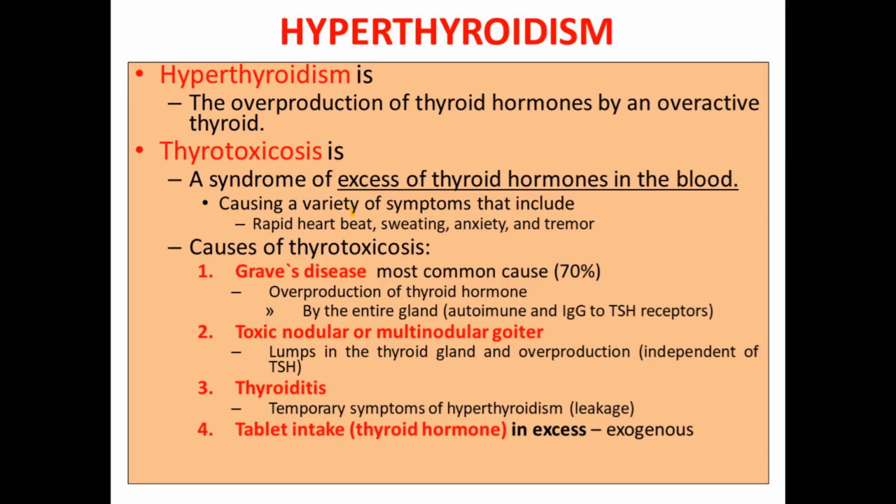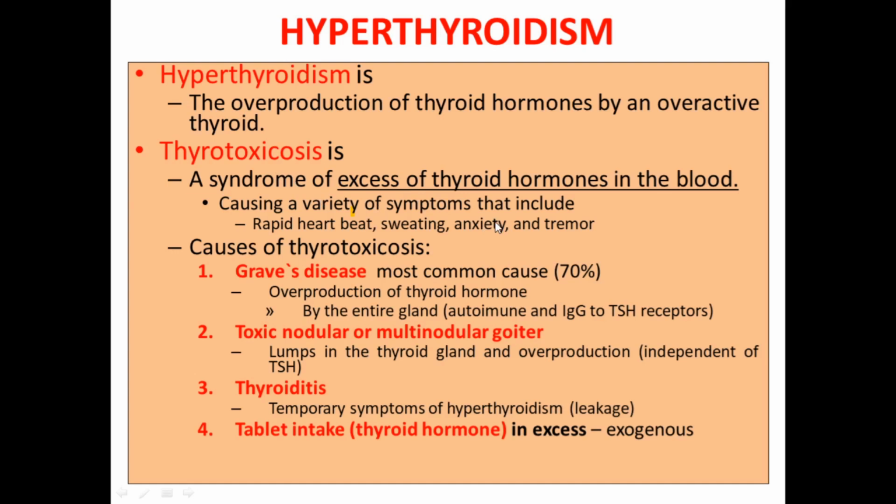Before moving to the drugs, that is anti-thyroid drug, first of all, we're going to see about the hyperthyroidism, what we're going to treat. So hyperthyroidism is nothing but the overproduction of thyroid hormone by an overactive thyroid. Whenever there is an excessive overactiveness of the thyroid, it is called thyrotoxicosis. In thyrotoxicosis, we'll be able to see a variety of symptoms. Whenever there is a group of symptoms, it is known as a syndrome.